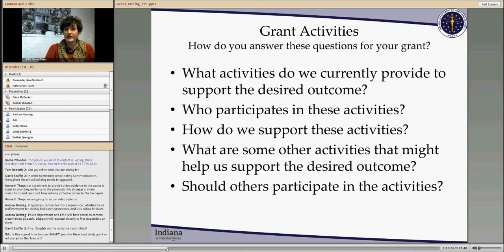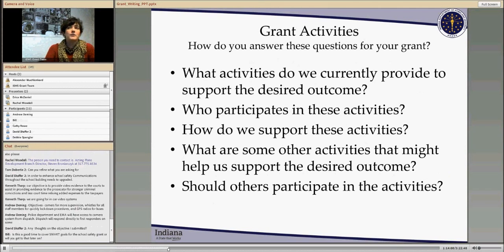Who participates in these activities? Sometimes with the school programs, it's easy to focus on making sure that teachers participate in professional development. But you also have other staff in your buildings, whether they are the maintenance staff or cafeteria staff. A lot of times your secretaries and other people who can be in the building, even your volunteers, could be easily overlooked. So who participates in the activities related to the grant? How do you support the activities?